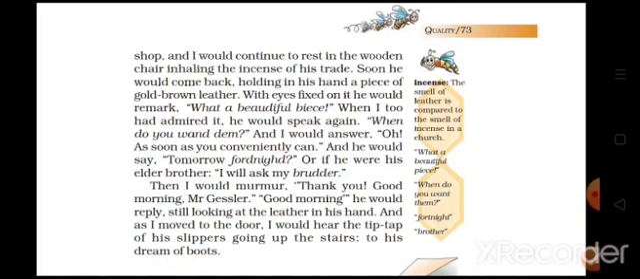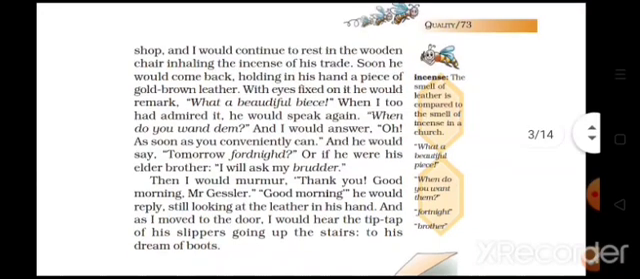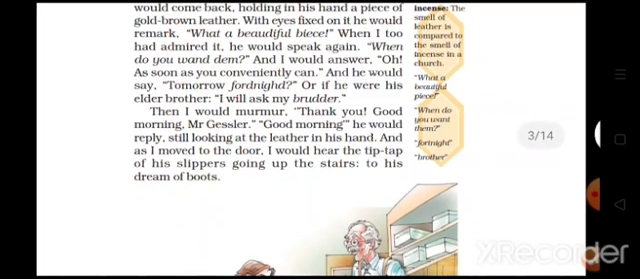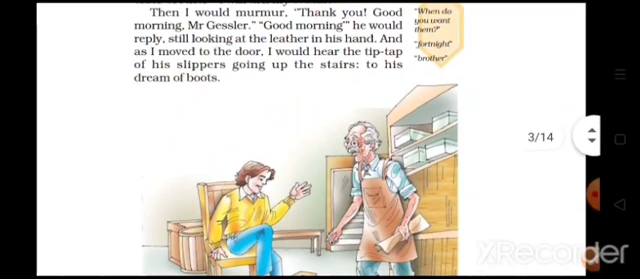Or if he were his elder brother, "I will ask my brother." Then I would murmur, "Thank you. Good morning, Mr. Jessler, good morning." He would reply, still looking at the leather in his hand. And as I moved to the door, I would hear the tip tap of the slippers going up the stairs to his dream of boots.